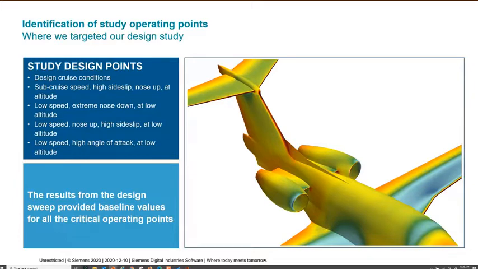But beyond that, we picked what would be the most extreme cases that we could see. Out of those 20 cases, we found 4 that represent kind of the worst case scenarios for the nacelle design constraints and objectives. So the first one is higher speed but lower than cruise speed, but with a really high side slip and the nose up at cruise altitude. The next 3 are low speed and low altitude. You have one that's extreme nose down, one that's nose a little bit up but very high side slip, and then the last one is a very high angle of attack. So having selected these design points, the results of that earlier design sweep gave us the baseline values that were then used in the optimization study. Next slide.